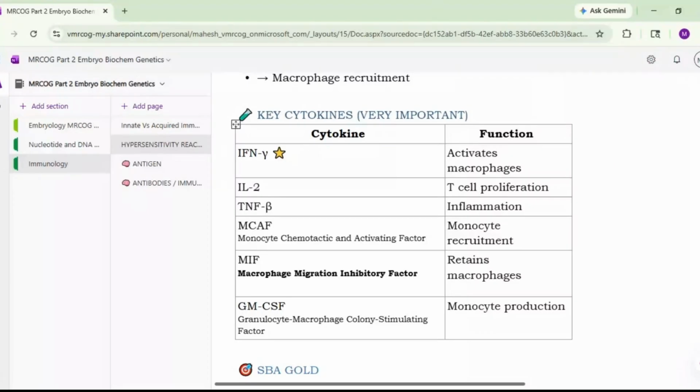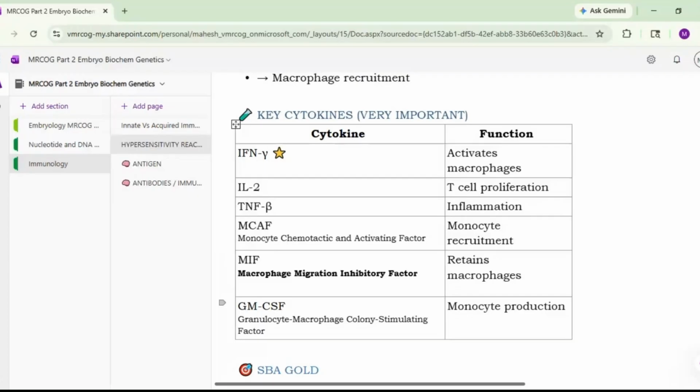out of which interferon gamma, that you should remember, activates macrophages. In type 4 hypersensitivity reaction, these macrophages are very important, and the cytokine is interferon gamma. IL-2 is responsible for T cell proliferation. TNF beta is responsible for inflammation. MCAF, that is monocyte chemotactic and activating factor, is responsible for monocyte recruitment. Macrophage migration inhibitory factor is retaining the macrophages. Here these macrophages are important, and this is mainly via interferon gamma.